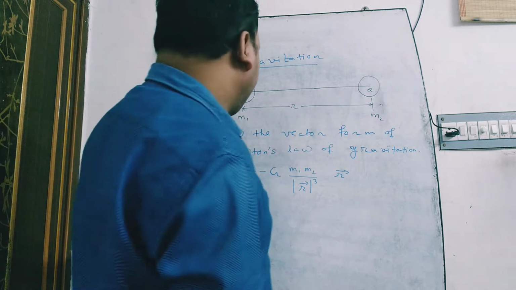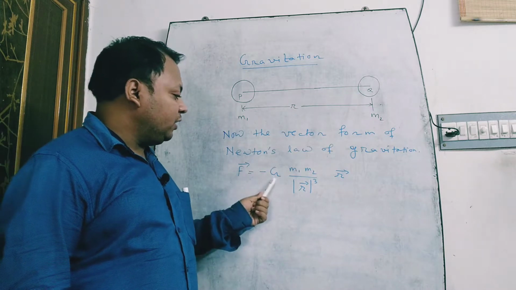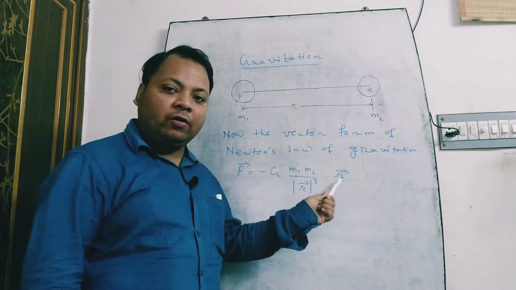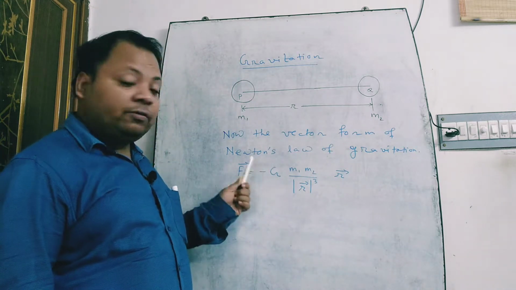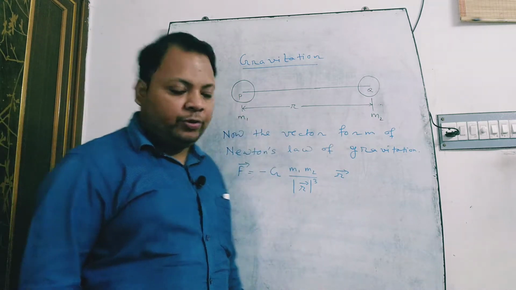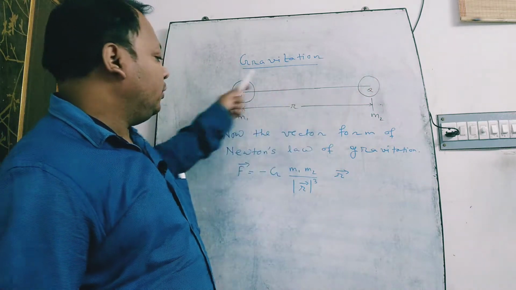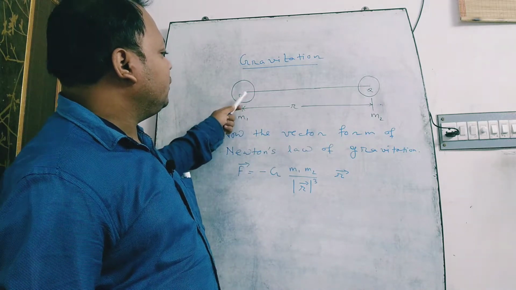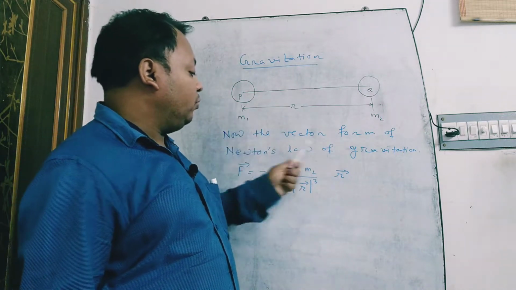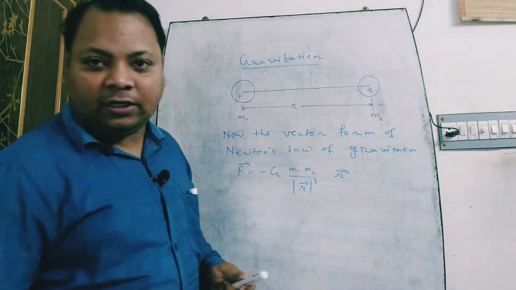Now the vector form of Newton's law of gravitation. Capital F vector is equal to minus capital G m1 m2 whole divided by mod of r cube into r vector. Here the minus sign denotes that the force is attractive in nature, because the direction of r is from P to Q and the direction of the force on the first body is from Q to P. That is, the direction of F and the direction of r are opposite to each other. That's why we have to introduce the negative sign.